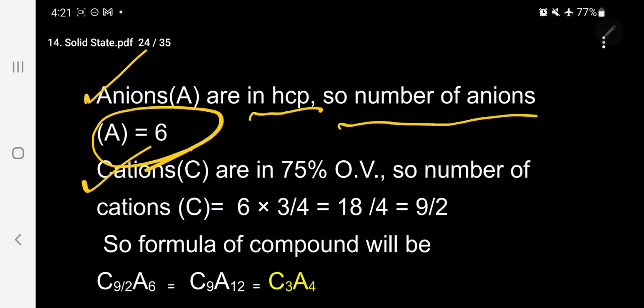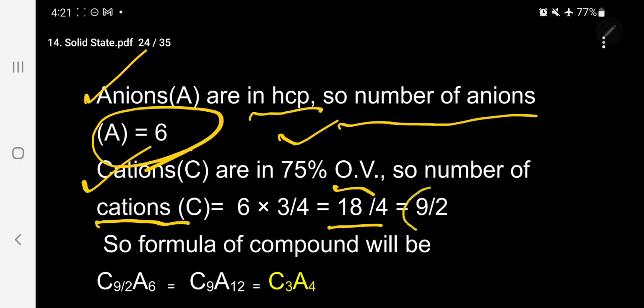The cations occupy 75% of the total octahedral voids. So the number of cations equals 6 into 3 by 4, 75%. That is 3 into 6, 18 by 4, which is nothing but 9 by 2. So I know the anion count and the cation count. Kindly follow. A is 6, and C is 9 by 2.